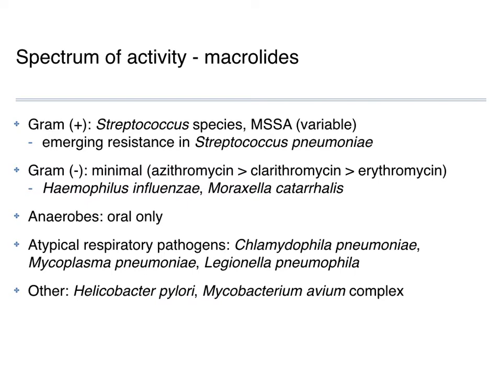A couple of other niche uses. These drugs do have activity against H. pylori, and especially clarithromycin is used in some of the current regimens for H. pylori. And then Mycobacterium avium complex, which is an opportunistic infection, largely a disease of patients with HIV and other profound immunosuppressive disorders. Clarithromycin and azithromycin are the drugs of choice for Mycobacterium avium complex, which is a huge cause of mortality in HIV-positive patients.